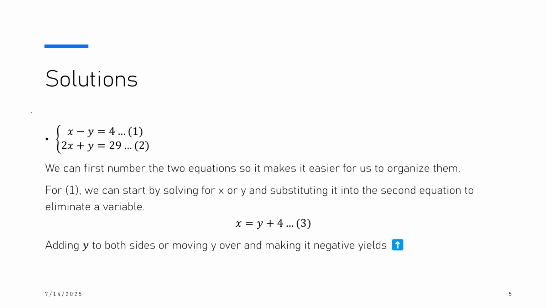For the first one, remember how it says solve for x and y and substitute? What does it mean by solve for x? Move all the x terms to one side and all the y terms to the other side, so that you only have x terms on the left side. You're basically representing x, this variable, as some sort of relationship with y. In this case, it's just y plus 4.